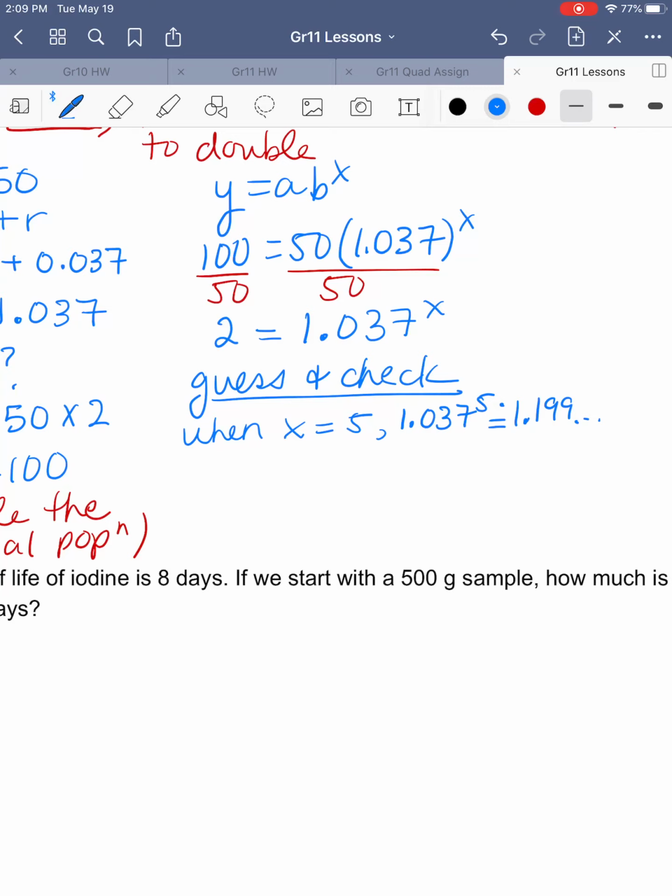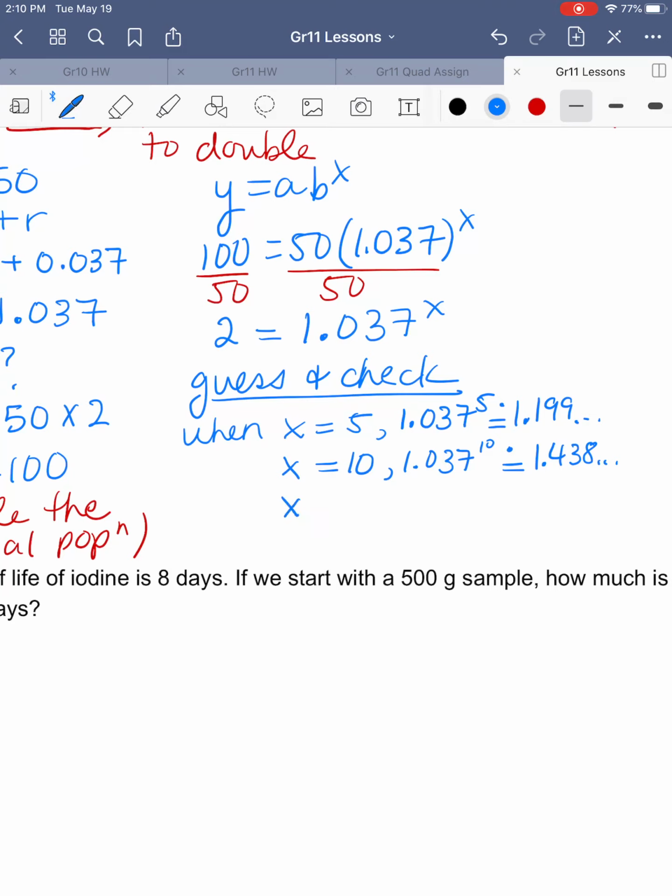It's not very close to 2. I'm going to go higher to get my number higher. So now I'm going to try when x is equal to 10. Okay, so that means 1.037 to the power of 10. And that gives me approximately 1.438 and so on. Okay, so I increased my x value by 5, and I still didn't really go up that much. I needed to be closer to 2.